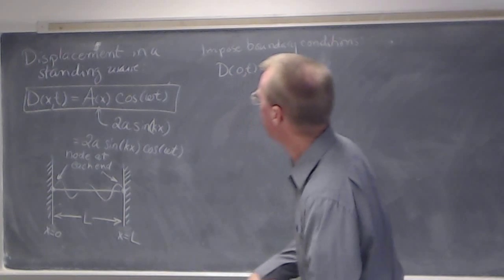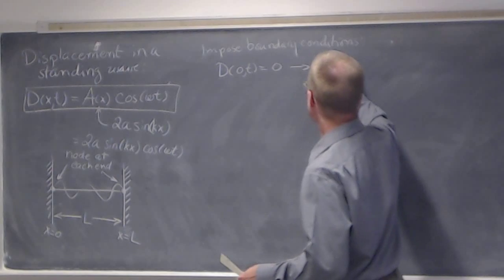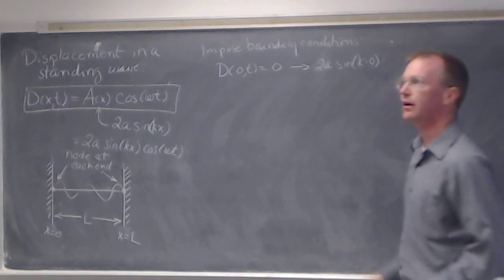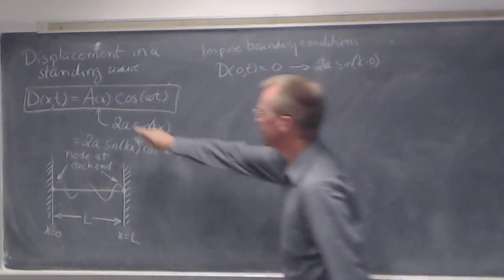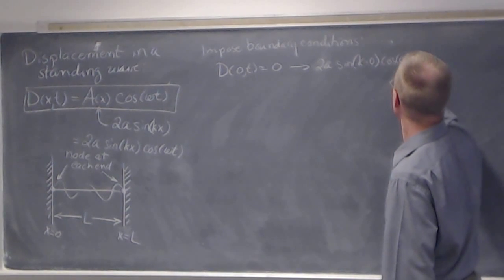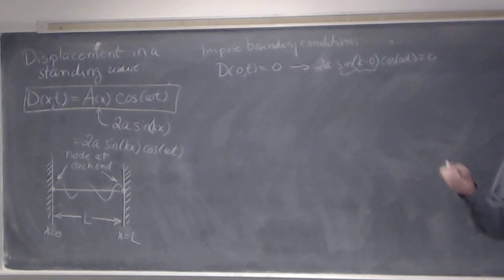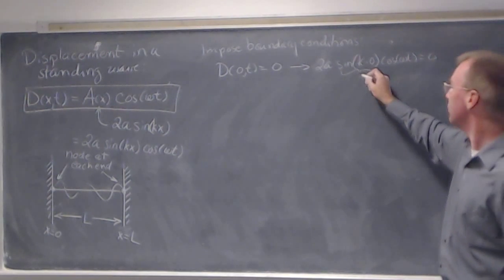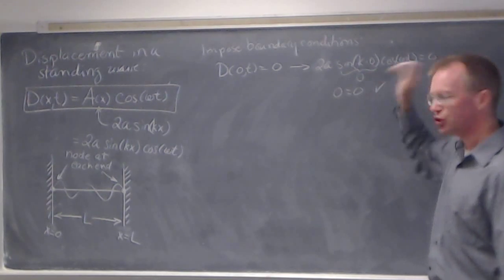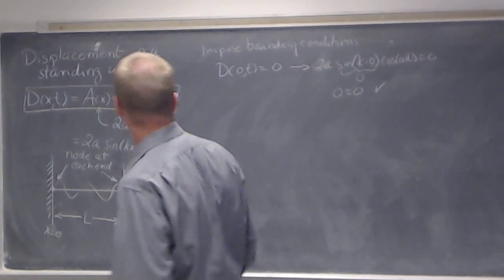Let's see here. Oh, yeah. So 2a sine of k times 0. So the displacement is 2a sine of kx, cosine of omega t. You should always know the sine and cosine of major phases. Sine of 0 is 0. Therefore, I get all of that is 0 equals 0. Check. That doesn't tell me anything useful whatsoever. But we've got a second boundary condition.